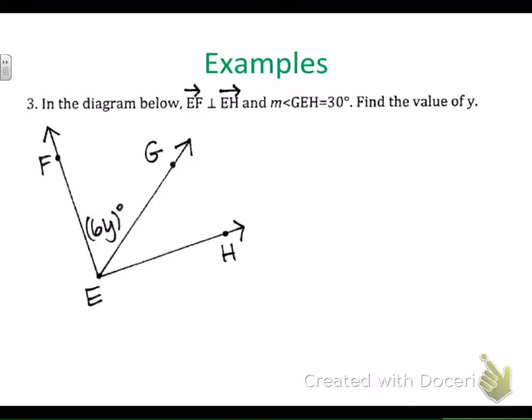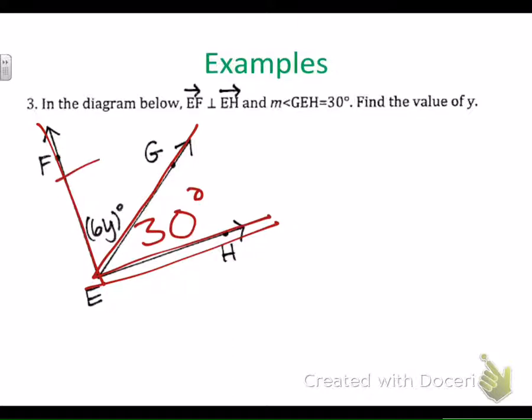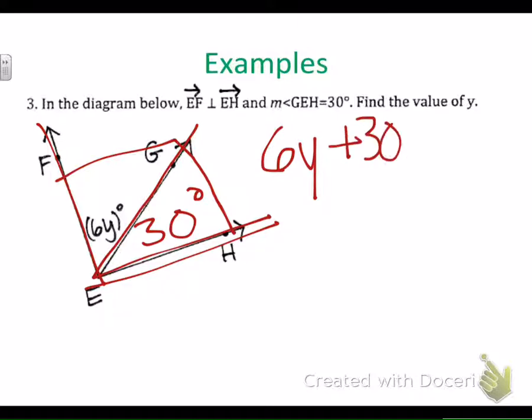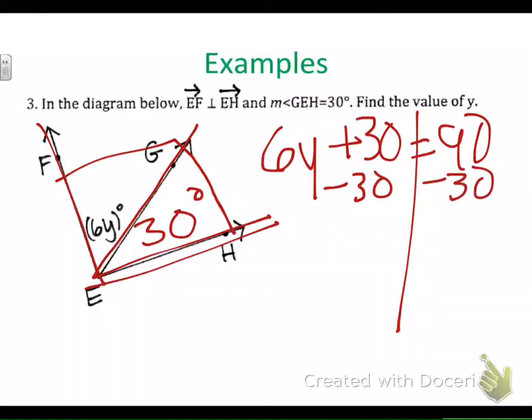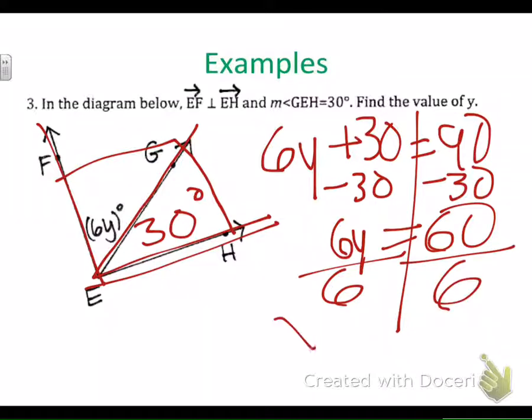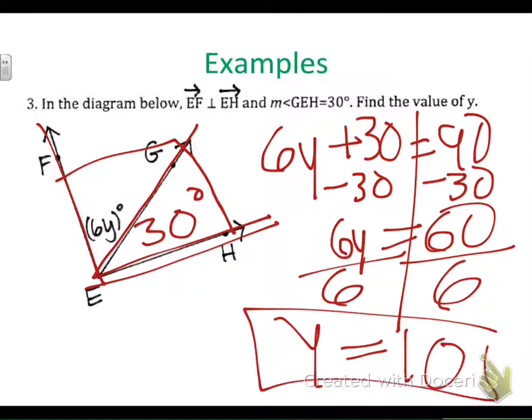Okay, in the diagram below, ray EF is perpendicular to ray EH. The measure of angle GEH is 30 degrees. We also know that because these are perpendicular lines, they equal 90 degrees. So we could set this equation up as 6y plus 30 equals 90. Subtract the 30 on each side. So then it'd be 6y is equal to 60. Divide by 6. Y is equal to 10.